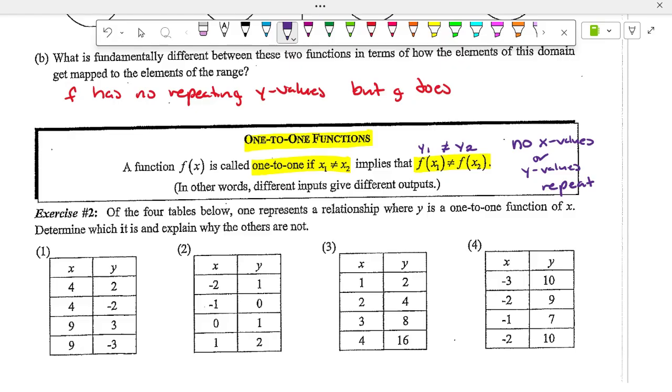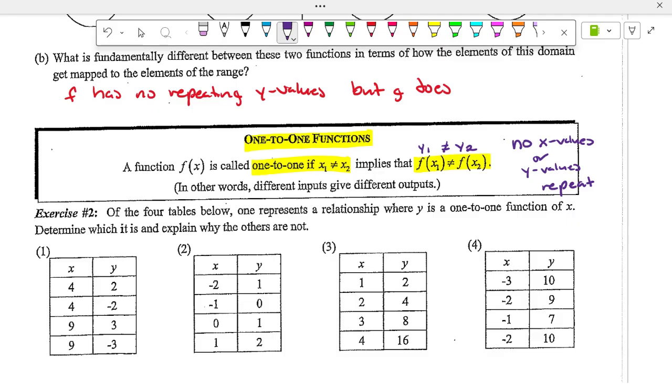Now, don't get this confused with if it's just a function or not. One-to-one is a subcategory of function. So first off, every one-to-one function is going to be a function. All right, every one-to-one function, the x's will not repeat. But not every function is one-to-one. So it's kind of like that analogy, like every square is a rectangle, but not every rectangle is a square. That's kind of how this is. Every one-to-one function is a function, but not every function is one-to-one. All right, does that make sense?